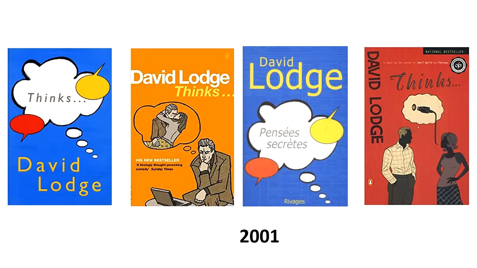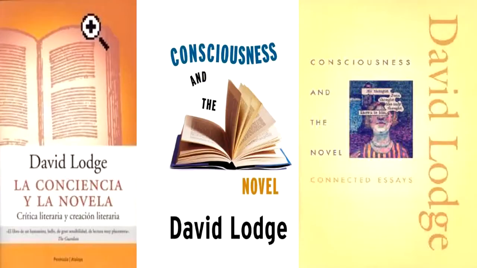Here we have reference to one of his very famous novels, titled Thinks. It was published in 2001, and it has also been translated into many languages. The article we study, Consciousness and the Two Cultures, is part of the critical work Consciousness and the Novel, written by David Lodge.